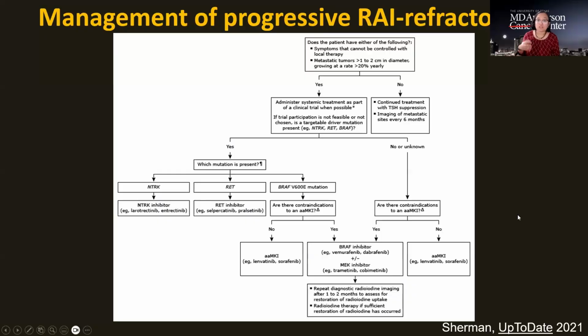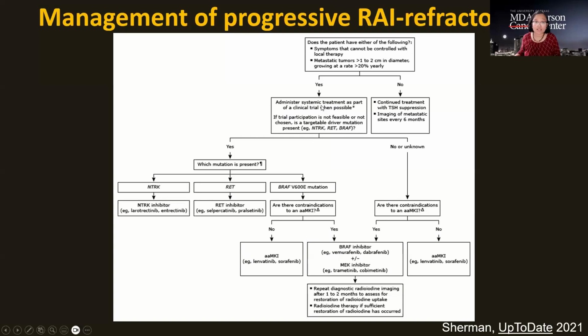So then we chalked out a workflow: when do we treat, how do we treat. One is if this patient's tumor cannot be controlled by local therapy, or the tumors are growing rapidly, more than 1 to 2 centimeter diameter, or more than 20% yearly, then we look for next steps. If no, we continue treatment with TSH suppression and continue to monitor the metastatic sites every 6 months.